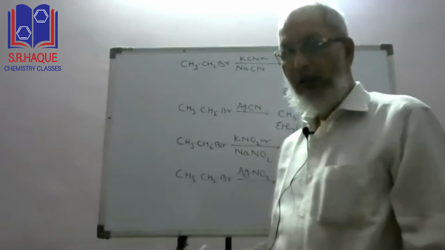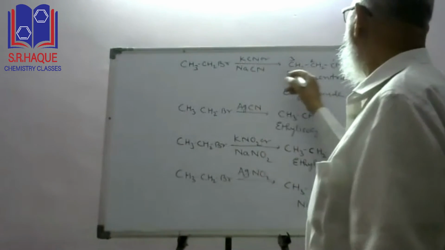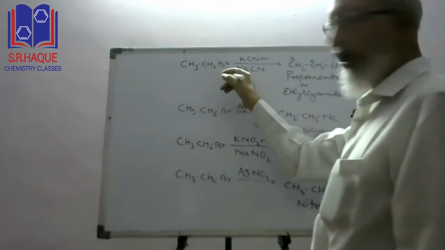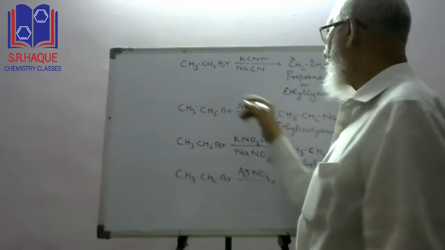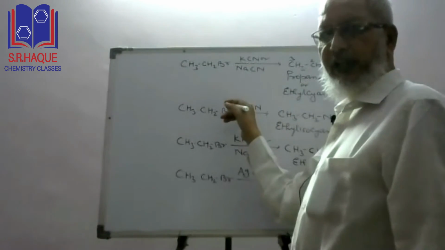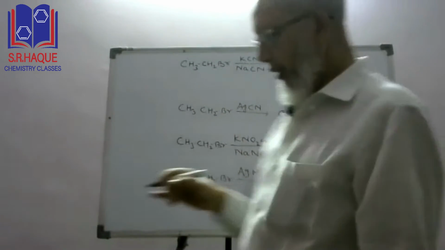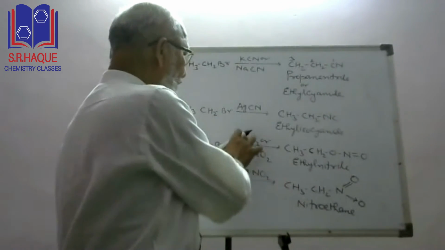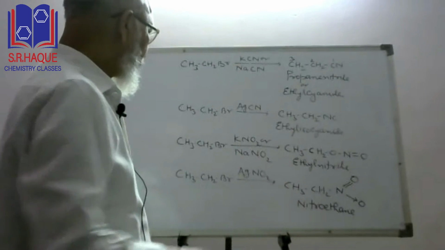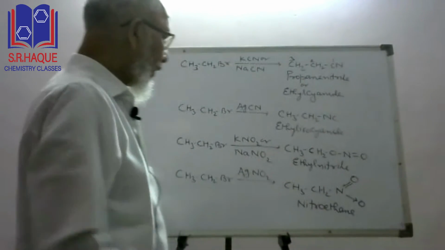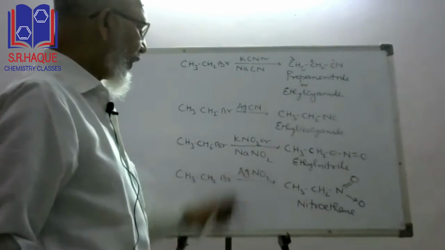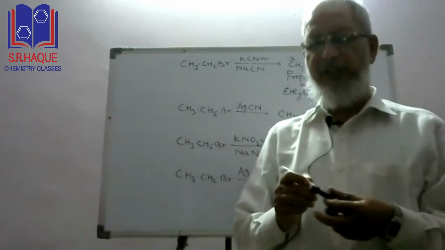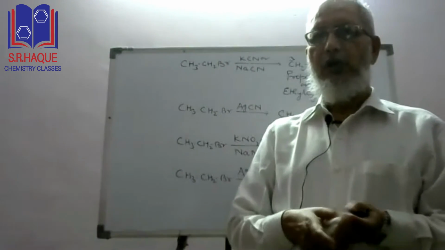Now, why is there formation of alkane nitrile when we take alkali metal cyanide, and there is formation of alkyl isocyanide when we take silver cyanide, and similarly here there is formation of alkyl nitrite when we take potassium nitrite, and there is formation of nitroalkane, as for example nitroethane, when we take silver nitrite, AgNO2? This I will explain to you in my next lecture. So I am finishing here.